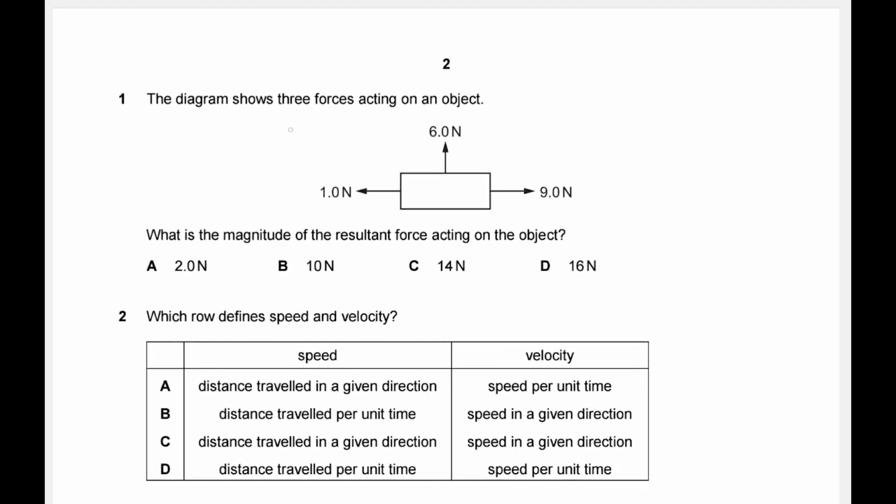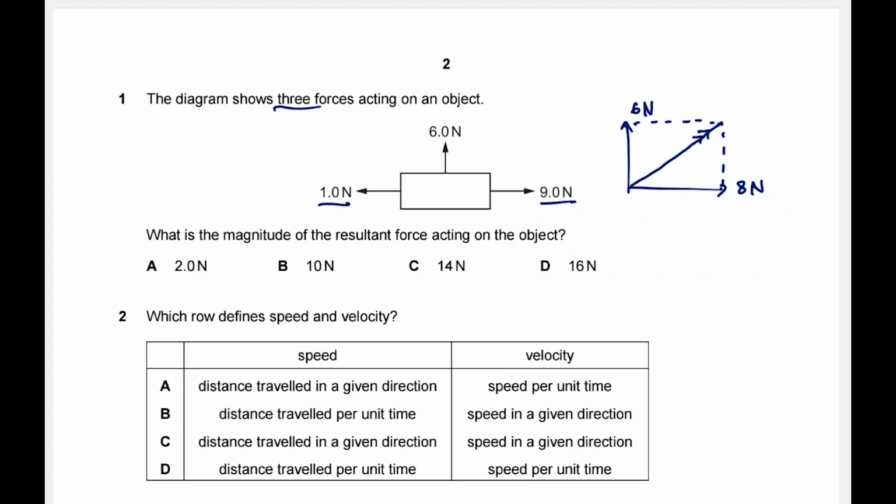The diagram shows three forces acting on an object. What is the magnitude of the resultant force acting on the object? So we can see here the 1 Newton and 9 Newton forces. They are in opposite directions, so we can just subtract them. Therefore, the resultant force is 8 Newton to the right. And then we still have the 6 Newton upward.